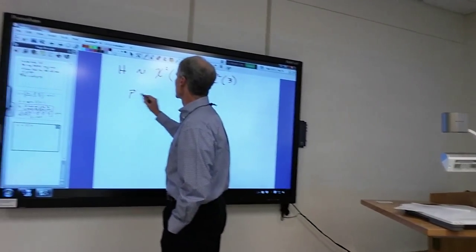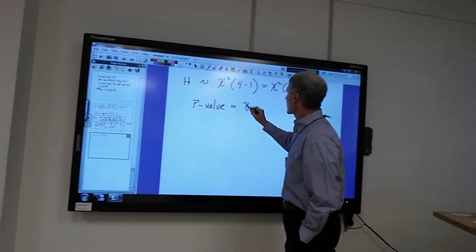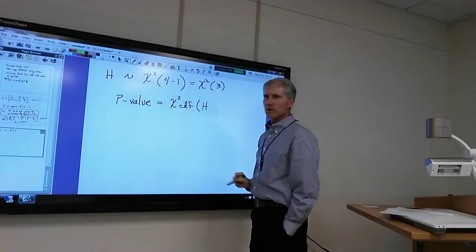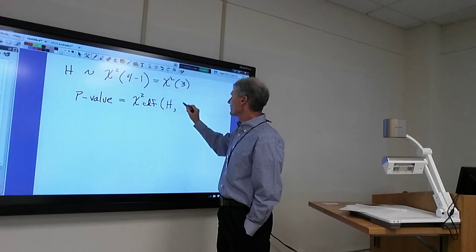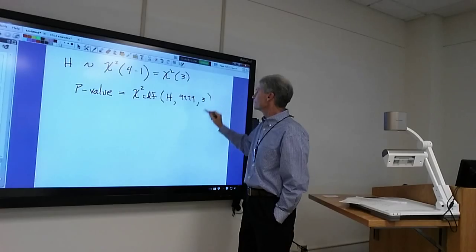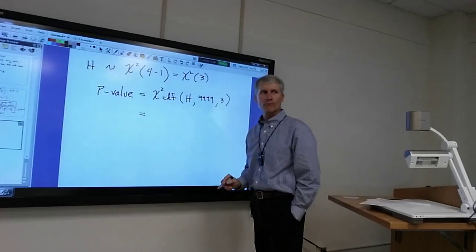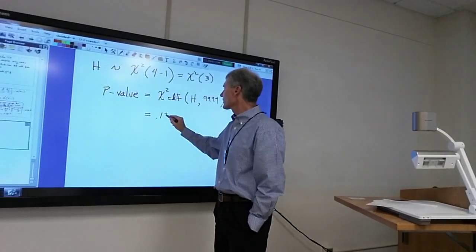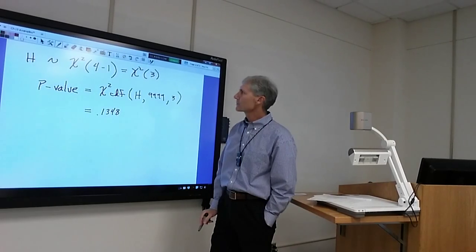So the p-value is equal to the chi-square CDF function on your calculator from whatever your H was, in this case 5.56, up to infinity, so a bunch of 9s, and then degrees of freedom. Get 0.13484. 0.1348.